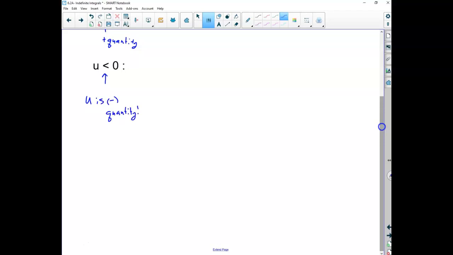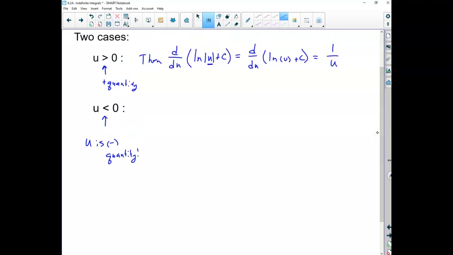That's what it is. So, as I'm thinking, if u is a negative quantity, then consider the derivative d/du of the ln of the absolute value of u plus c. If u is a negative quantity and I take the absolute value of it, then what comes out? A positive value, right? It's the opposite of what I started with.